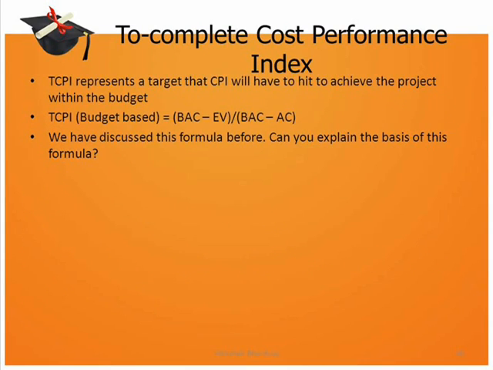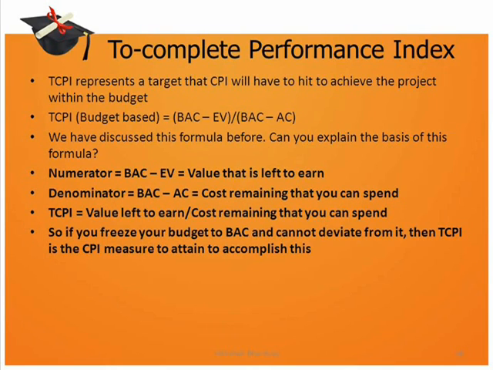Just to reiterate the concept of TCPI, which is To Complete Cost Performance Index, the formula for TCPI, as we had seen before also, is BAC minus EV divided by BAC minus AC. So let us see the basis of this formula and understand it. The numerator here is BAC minus EV. So from your budget, whatever value you have earned so far, if you subtract that, that is the value left to earn. So value left to earn is represented by the numerator.